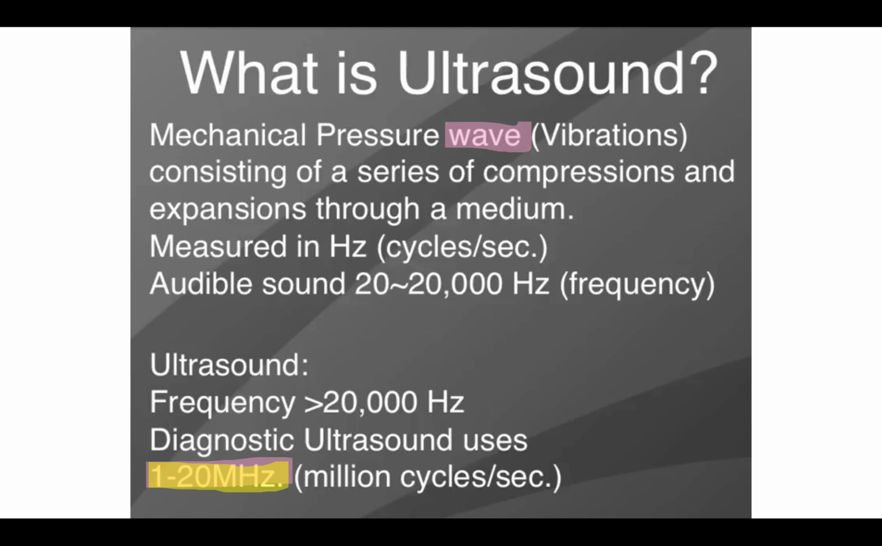Ultrasound is a mechanical pressure wave, vibrations. It consists of a series of compressions and expansions through a medium. Ultrasound is measured in hertz, cycles per second. We know that the frequency of audible sounds ranges from 20 to 20,000 hertz. Ultrasound, by definition, is above this frequency, so a frequency above 20,000 hertz. Diagnostic ultrasound uses much higher frequency, 1 to 20 megahertz, million cycles per second.